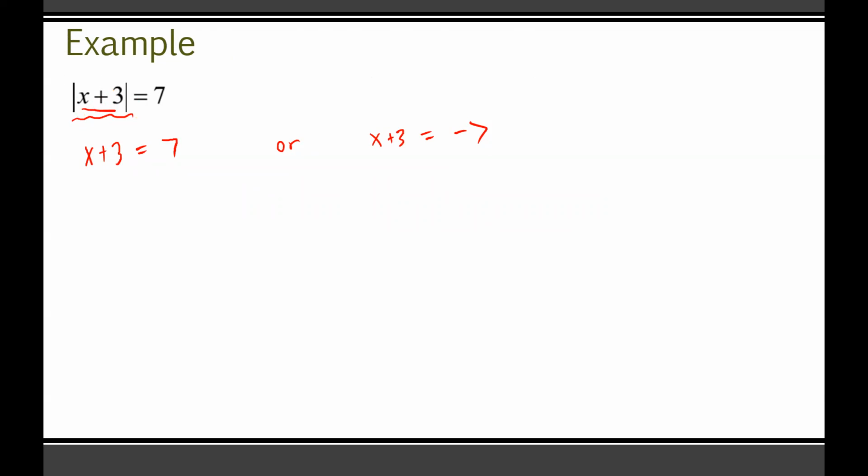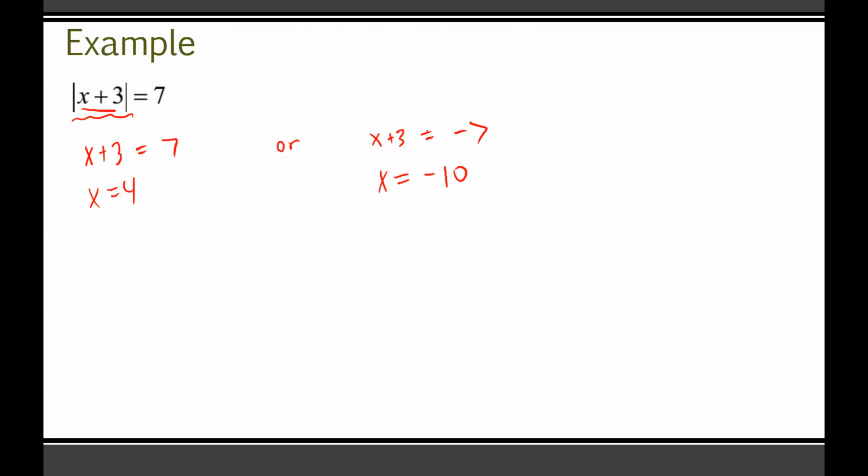Now you have to solve each of these separately. x plus 3 equals 7. Well, if you move 3 over, you're going to see that x is going to equal 4. And on this other one, if you move 3 over, you have to minus 3 from both sides. You'll see that x is equal to negative 10. Now, usually this is a part where I'd box my answers. I'd be like, all right, good, found my x's, I'm done.